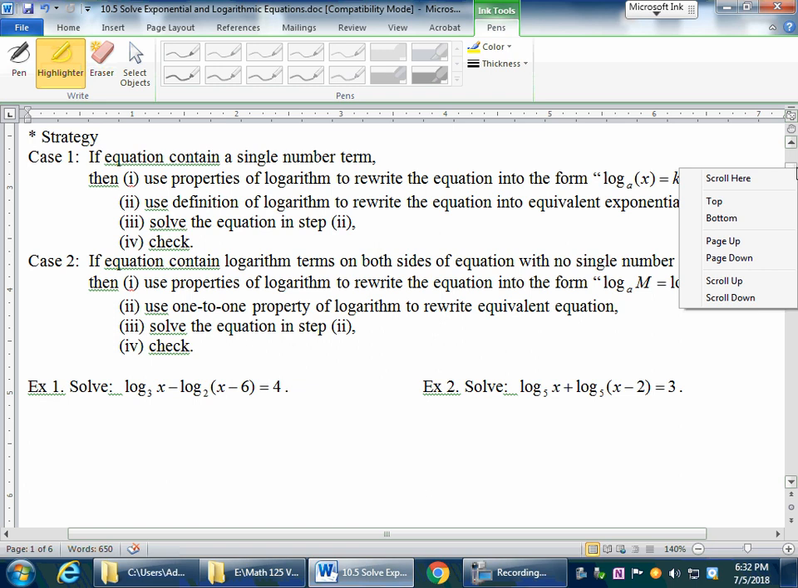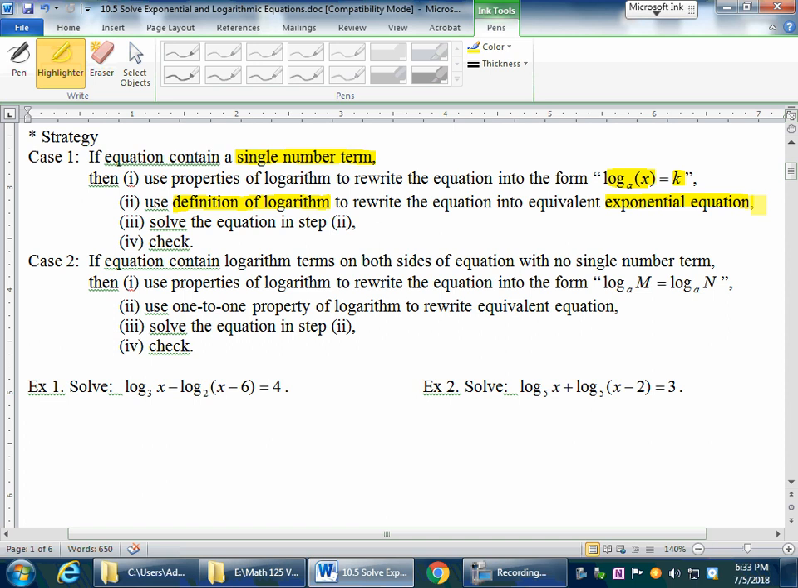Okay, so here are the key things that you need to pay attention to. If an equation contains a single number term, then I can use the definition. First, we're going to use the properties of logarithms to condense it and get one single logarithm on one side and the number on the other side. Then use the definition of logarithms to rewrite it as an equivalent exponential equation. Then we solve the equation in step 3 and then check, because with logarithms you always need to check.